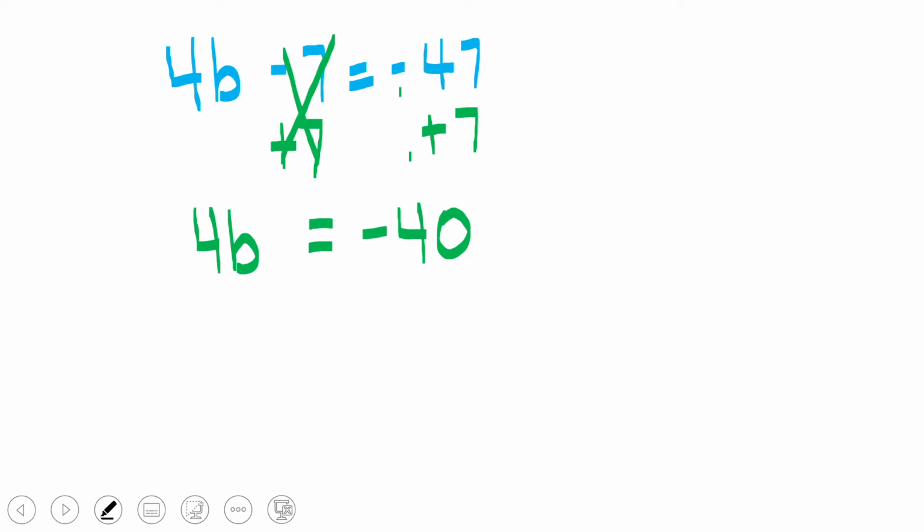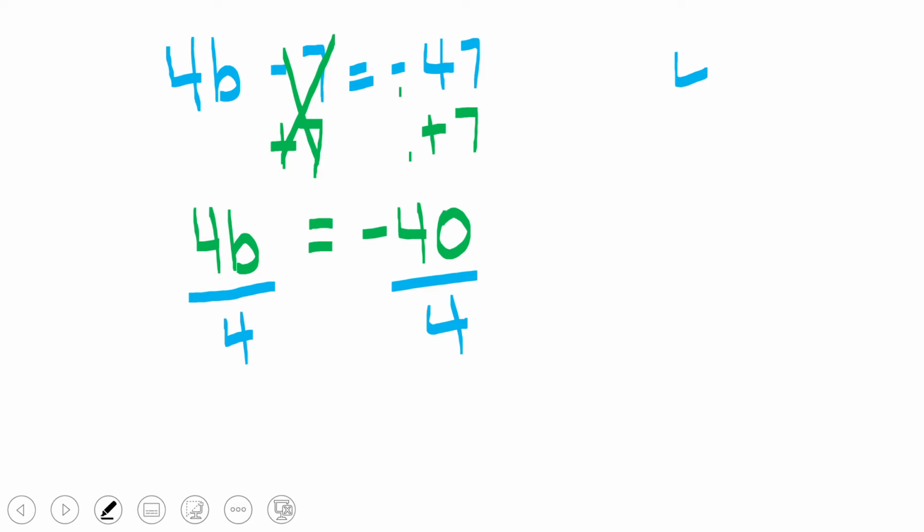We still want to get b by itself to see what b equals. And we have 4 times b. If 4 is multiplied to b, then we want to divide, because that would be the opposite operation. We're going to divide by 4. If we divide by 4 on this side of the equal sign, also divide by 4 on this side of the equal sign.